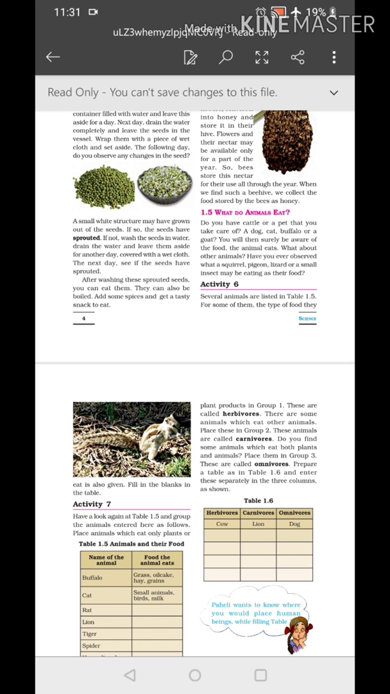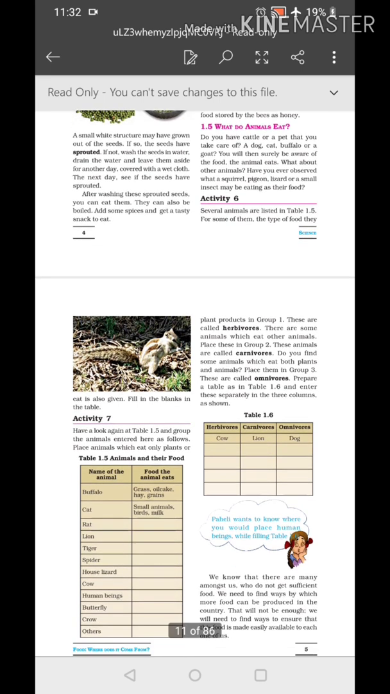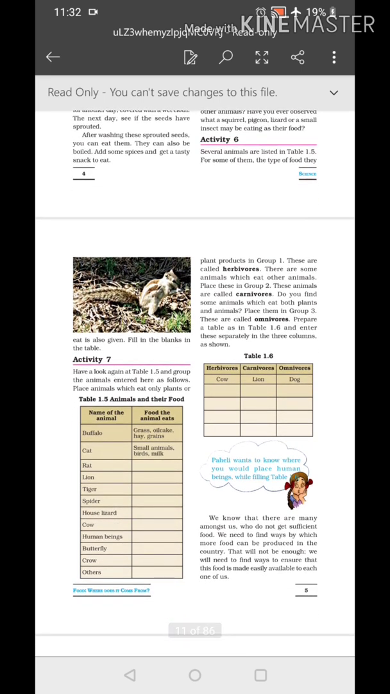Now what are herbivores? Herbivores are the animals which feed on plants or plant products. Example, cattle, horses. Carnivores are the animals who feed on flesh of other animals. For example, tiger and lion. The next is omnivores. They eat both plant as well as animal products.